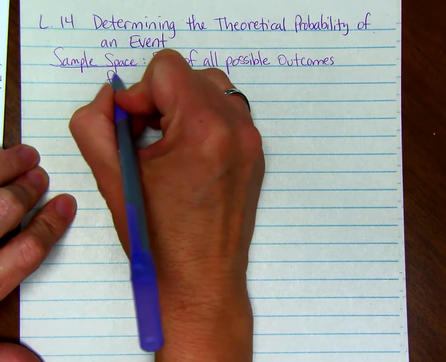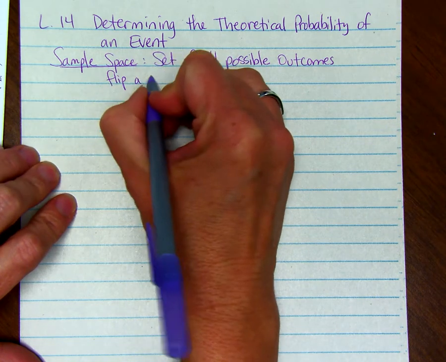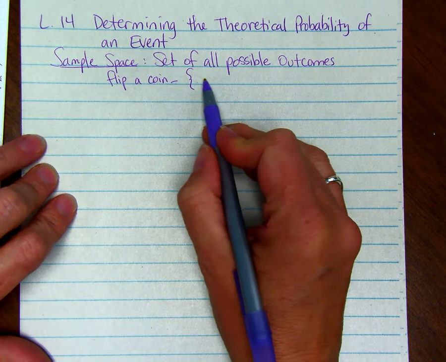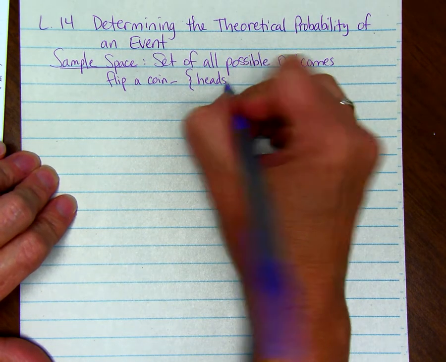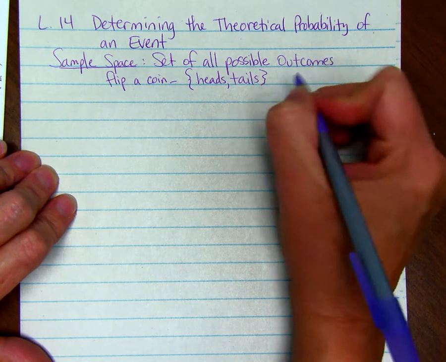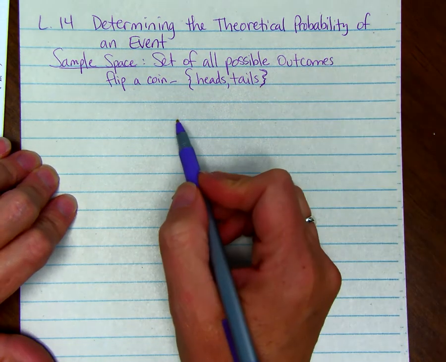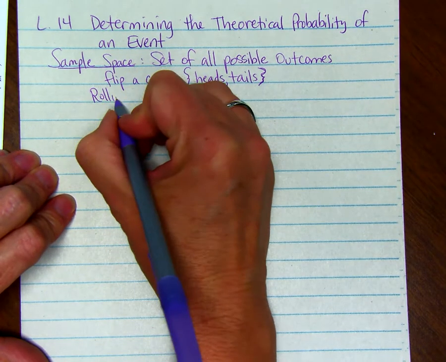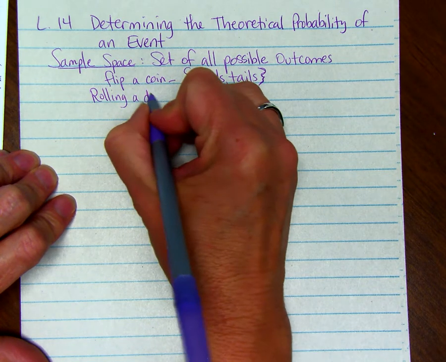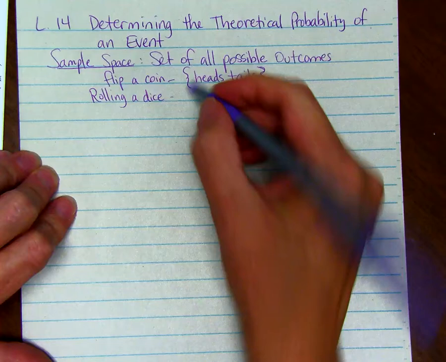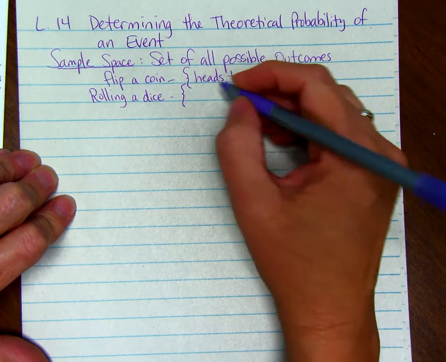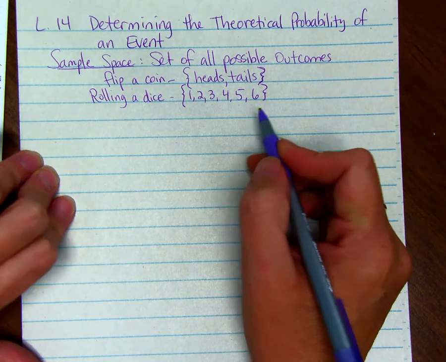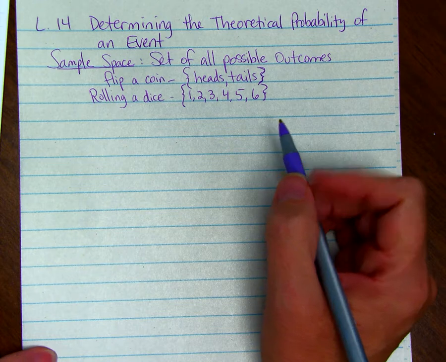So for example, if our event is flip a coin, the sample space is the set, so you have to have braces: heads and tails. Those are the two elements of the set in the sample space of flipping a coin. What about rolling a die? If it is a six-sided cube, then our sample space in braces is 1, 2, 3, 4, 5, and 6. Those are the only numbers we can roll on a standard number cube.